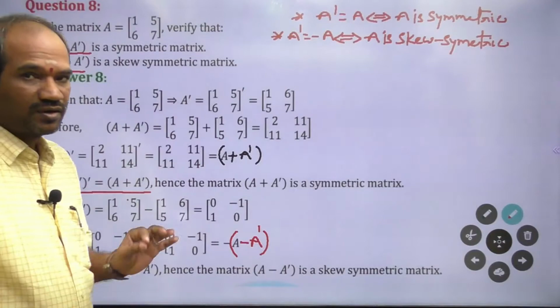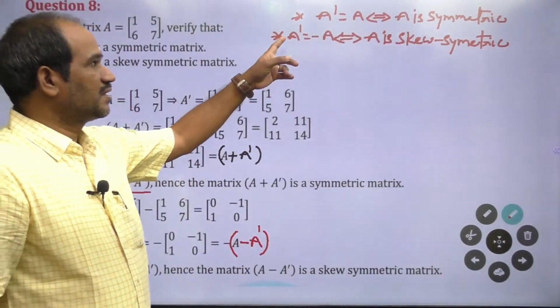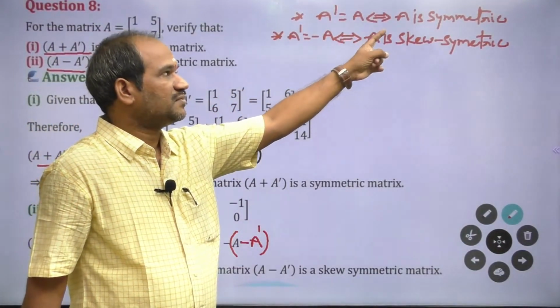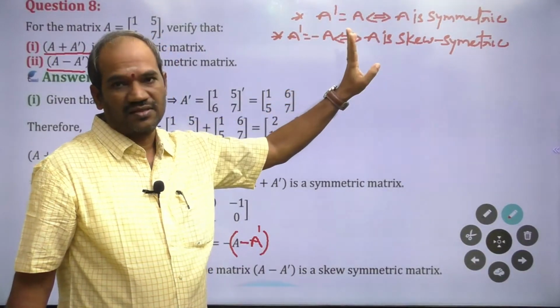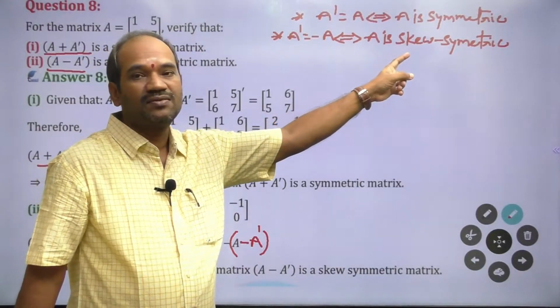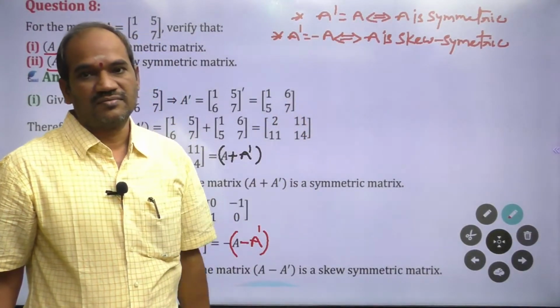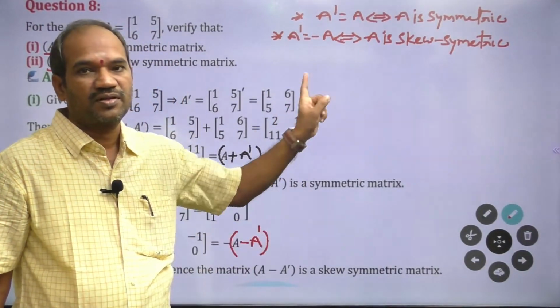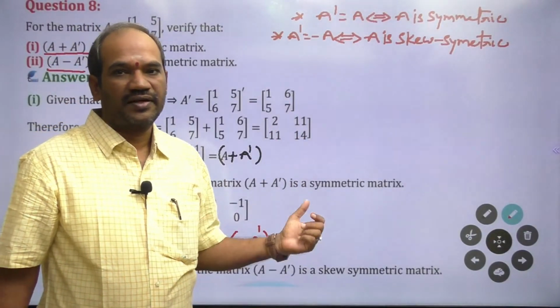This is only a formula. A dash is equal to A implies A is a symmetric matrix. A dash is equal to minus A implies A is a skew symmetric matrix. In this type of problem, apply that formula. Write this question.